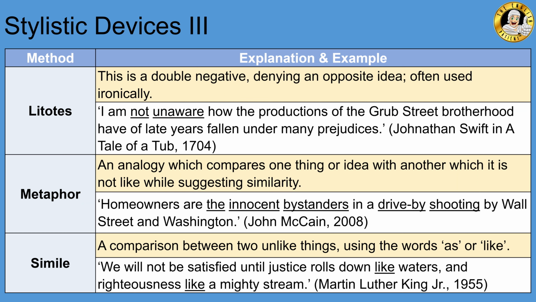So let's have a look for a metaphor to the late Senator John McCain, who in 2008 said, homeowners are the innocent bystanders in a drive-by shooting by Wall Street and Washington. So comparing Wall Street and Washington, which are the financial center and the political center of the United States, with gangsters who would perform a drive-by shooting, it's dissimilar, but an analogy is being made here that perhaps they are not that dissimilar.